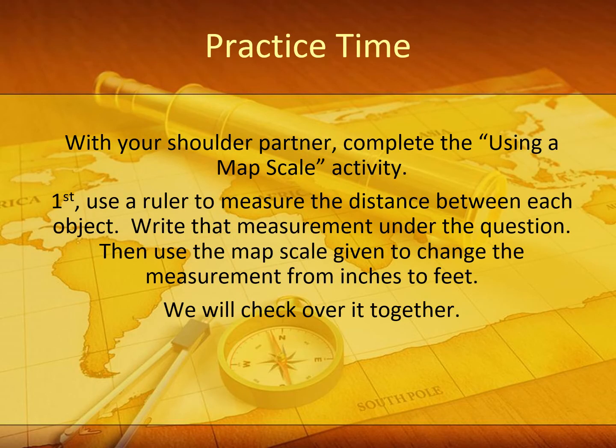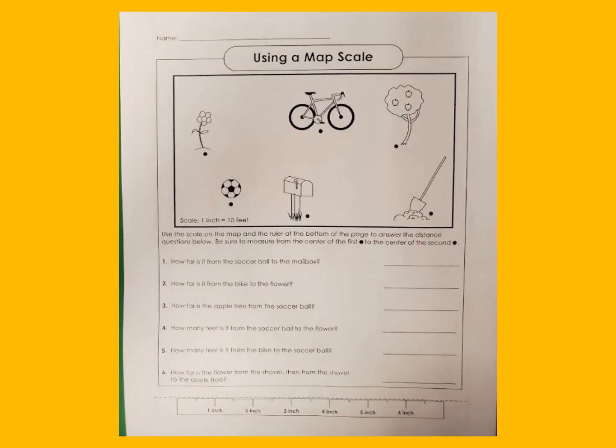All right, so with your shoulder partner, or if you're at home learning or a virtual learner, with a parent or a friend or whoever's with you, we're going to take a ruler and measure the distance between each object on this next practice activity, okay? We're going to write the measurement under the question, then use the map scale given to change the measurement from inches into feet, all right? At this point, you should have watched the video on how to use a ruler to give you a little review on the correct way to measure with a ruler, all right? So let's go ahead and get started here.